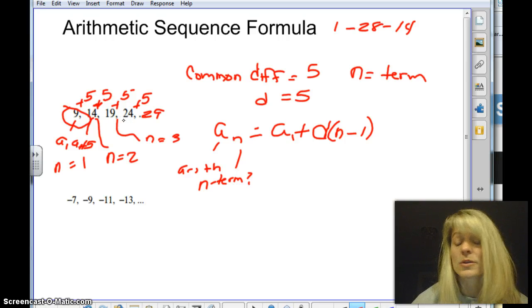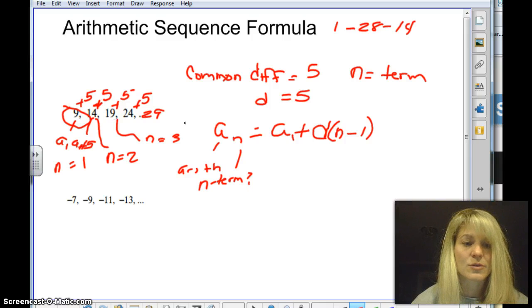If I was talking about my fourth term, in order to find the fourth term, I have to know the third term. So I'm going to subtract 1, which tells me it's the second term, add 5, and that will give me the third term. I don't know if that made any sense. But n minus 1 means we're trying to find that term, but we have to find the one before it before we can find that one. Because I have to know this number before I can know that's 24. I have to know this number before I know this is 29.